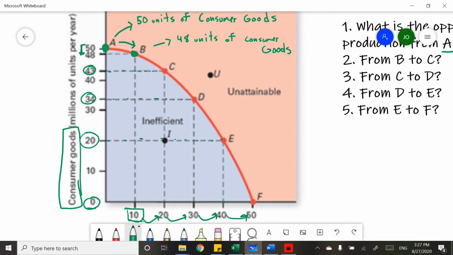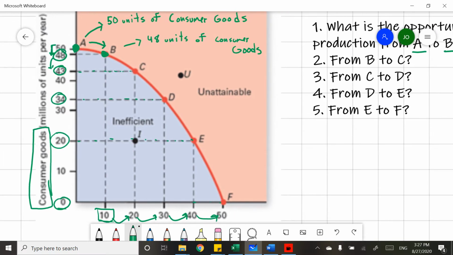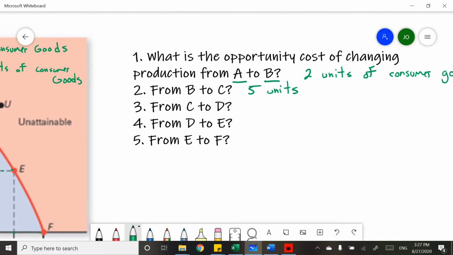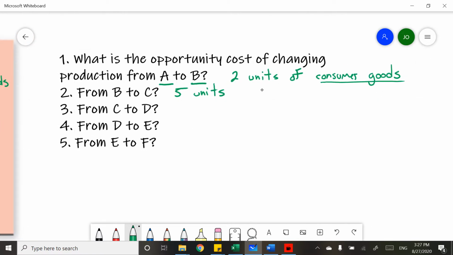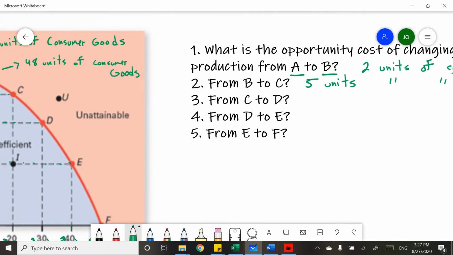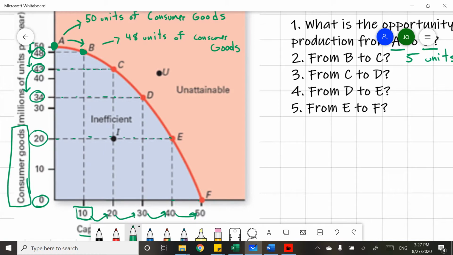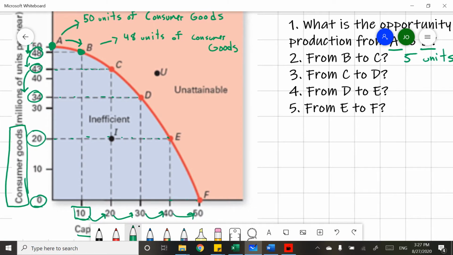So when we go from B to C, sorry, I forgot to circle this one, it means that we're going from 48 to 43. So that means that the opportunity cost is 5 units. 5 units of what? Well, we're still doing this, so it's just of consumer goods, right? So now we go from C to D. So now we're going from 43 to 34. So in this case, we're giving up 9.